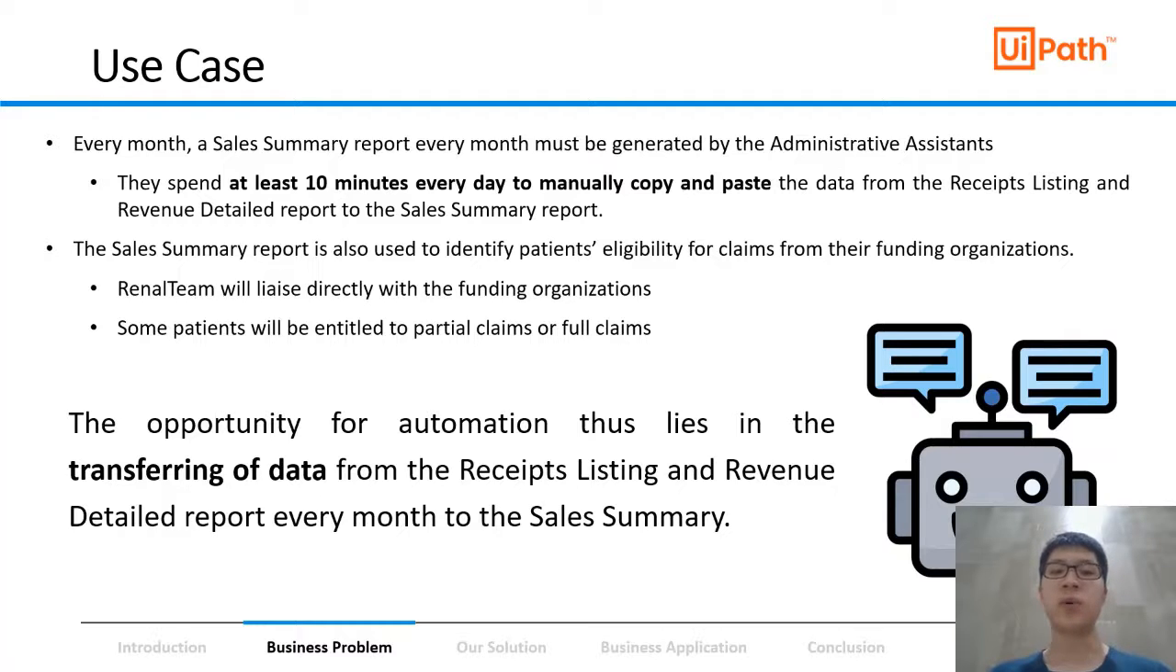The sales summary report is also used to identify the patient's eligibility for claims from their funding organizations, and Renal team will then liaise directly with the funding organizations. Some patients will be entitled to partial claims or full claims. Hence, the opportunity for automation lies in transferring the data from the receipts listing and the revenue detailed report every month to the sales summary.